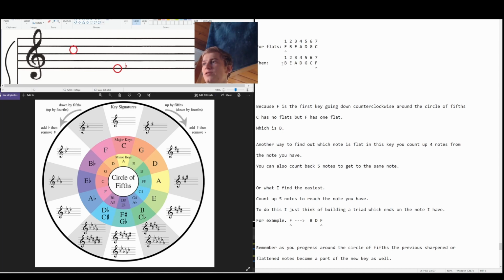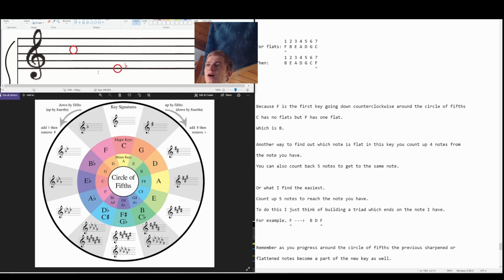And the saying to remember that is BEAD GCF, and if you look, you can see that here as B, E, A, D, G, C, and then F is the one that does not have the flat. Okay, so I still kept the same interval of my C going down to my E, so it's still the sixth, but I turned my E to E flat.